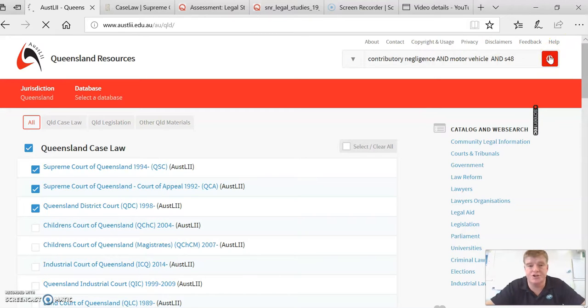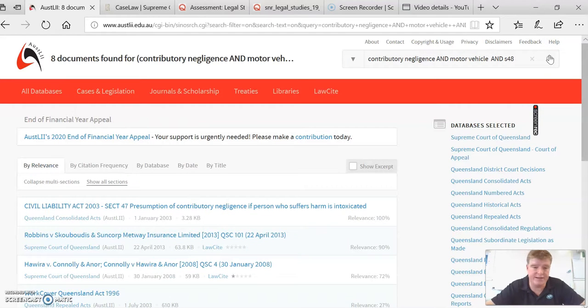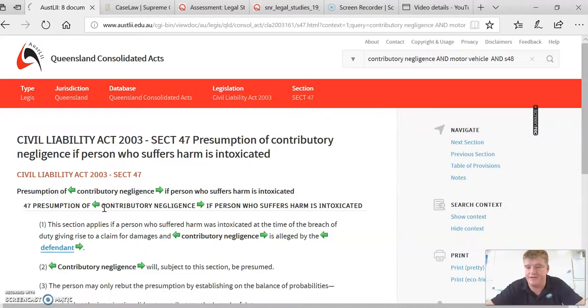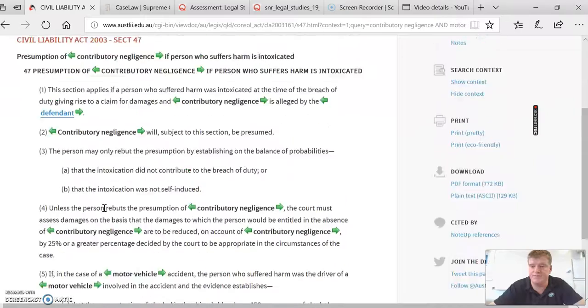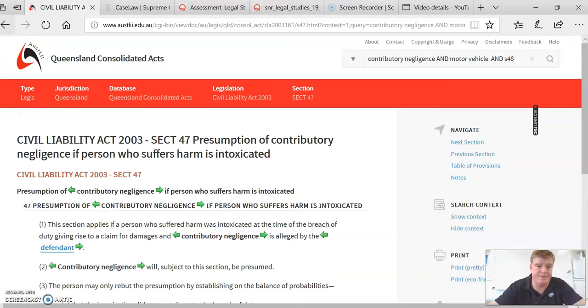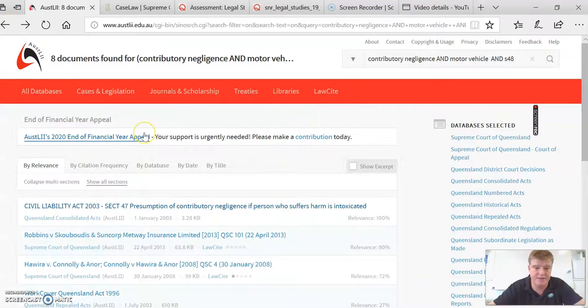So let's search and see if we get some cases. Now, interestingly, it takes us straight away to the section of the Civil Liability Act that's related to it. Now, you've probably got this somewhere else. I've just clicked on your show, but it actually gives you that section there. That's not what we're looking for this time. So let's have a look at a few of these cases.